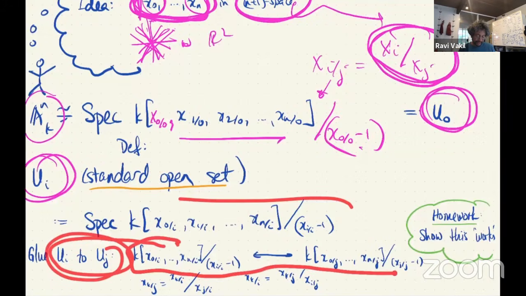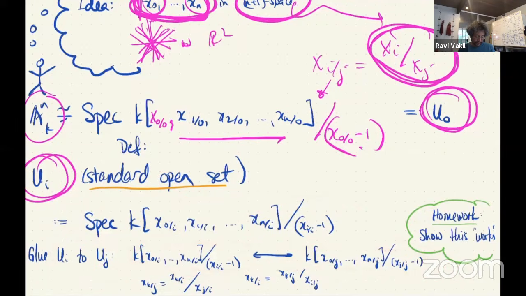To do that, I need to tell you how to glue these rings together. The UI one looks like this, and the UJ one looks like this. I should have inverted something. I'm going to invert, because I'm not gluing the entire thing, I'm going to invert X_J over I, and I'm going to invert X_I over J here. This is just like the P1 case. And then I need to tell you what that ring isomorphism is.